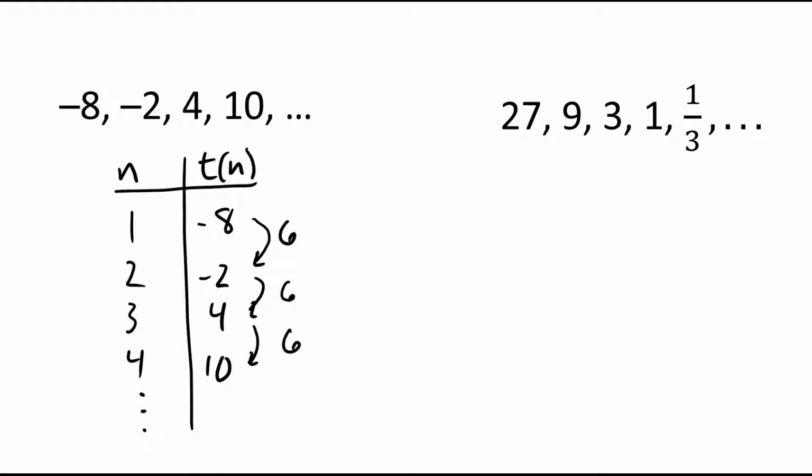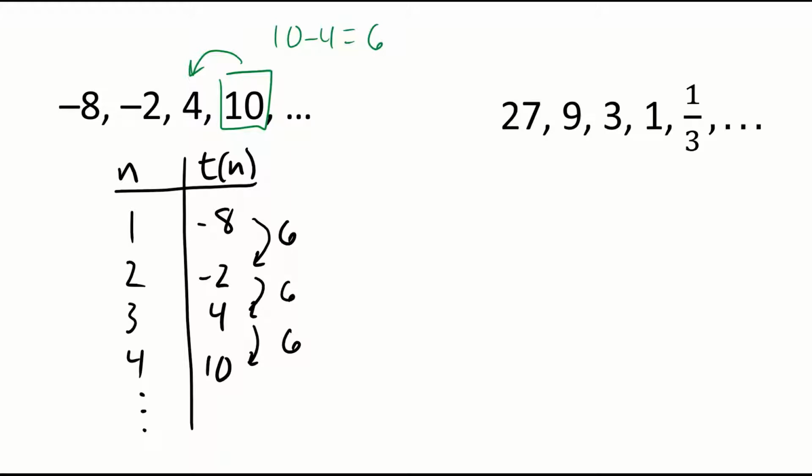This is an arithmetic sequence because my terms have a common difference. The common difference is 6. And in order to figure out what a common difference is in a sequence, I take any term in the sequence, for example 10, and I subtract from it the term that precedes it, 4. 10 minus 4 equals 6. My common difference is 6.